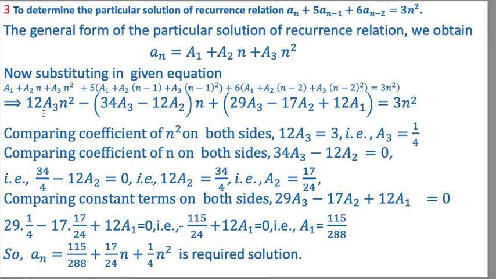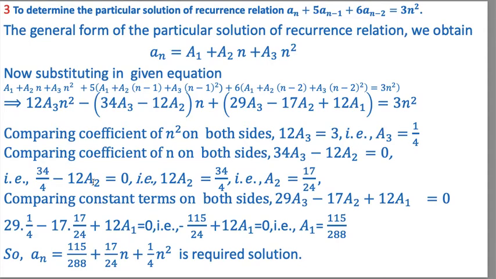Now to calculate the values of A1, A2 and A3, we compare the coefficients of like terms on both sides. Comparing the coefficient of n square on both sides, here it is 12A3, here the coefficient of n square is 3. So 12A3 equal to 3 means A3 equal to 3 upon 12, means 1 upon 4. Coefficient of n, 34A3 minus 12A2. Here we don't have n, so it is 0. Means A3 is 1 upon 4.